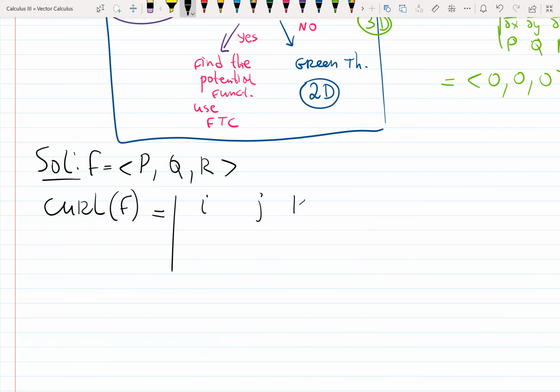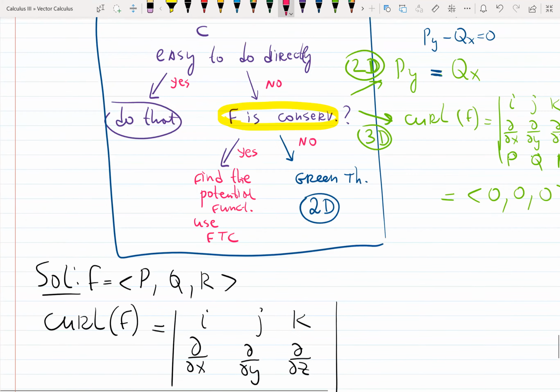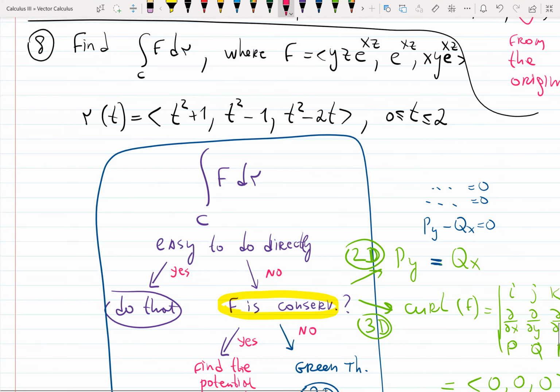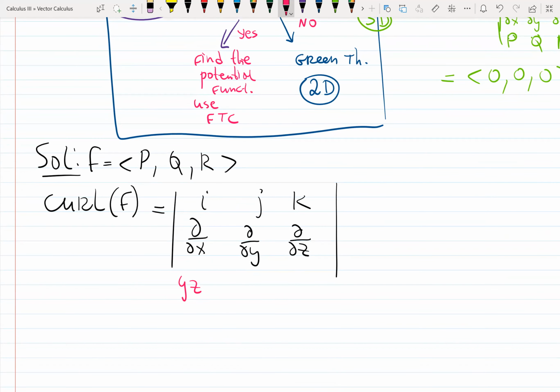I, J, and K, derivative with respect to X, derivative with respect to Y, derivative with respect to Z. And then find your F. F is YZ e to the XZ, and so on. Basically, just rewrite it really fast.